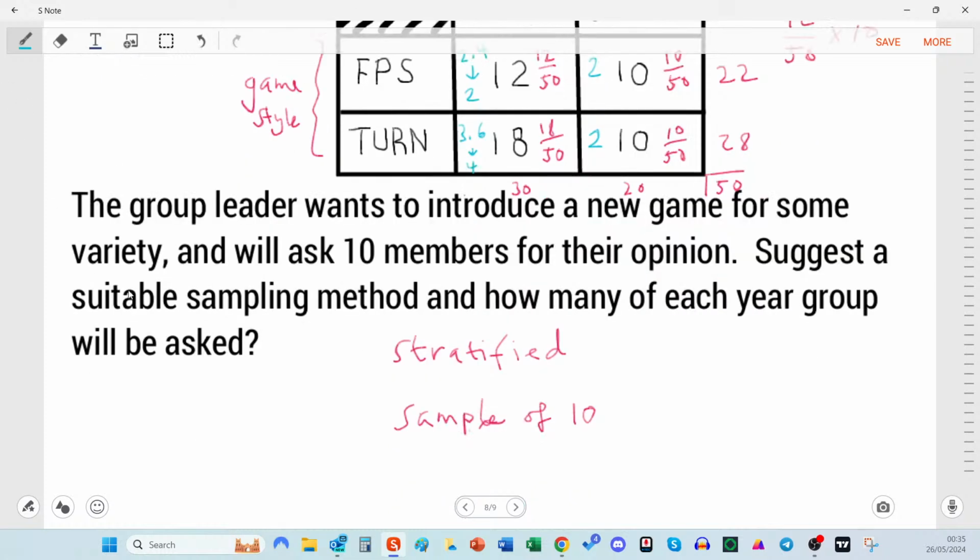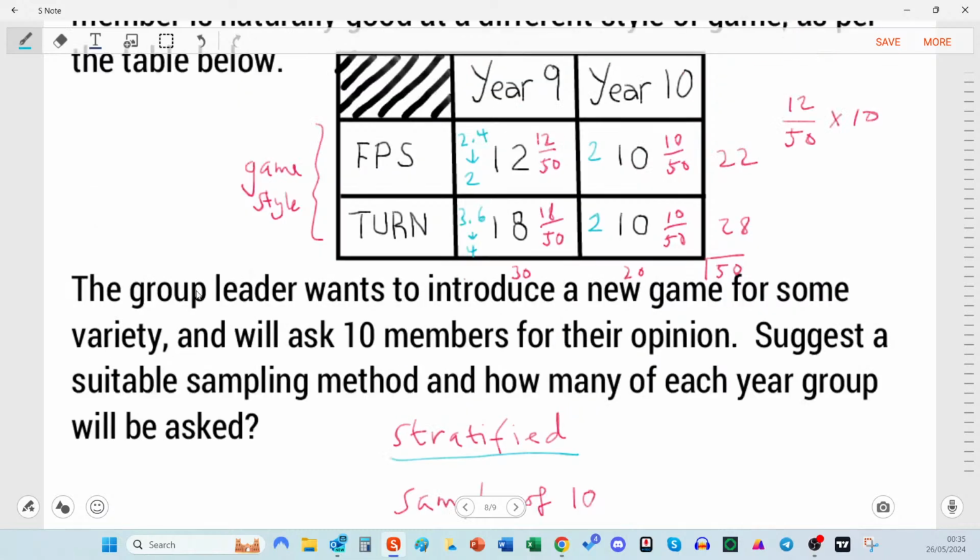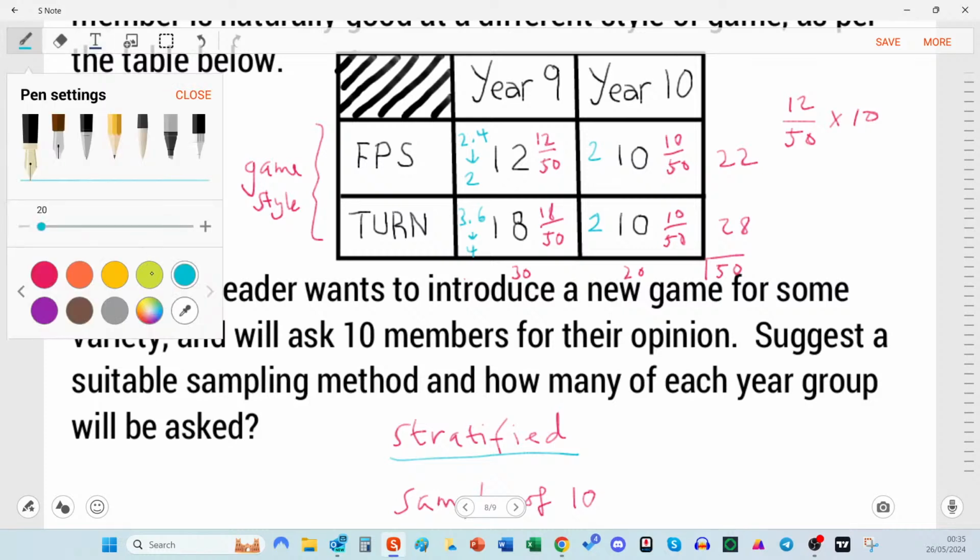Anyway, let's look at the actual question because we could get carried away there. All it says is suggest a suitable sampling method, stratified sampling. We've actually carried it out. How many of each year group will be asked? We actually don't really care about individual strata. You see these individual boxes are called strata. We only care about the year groups.